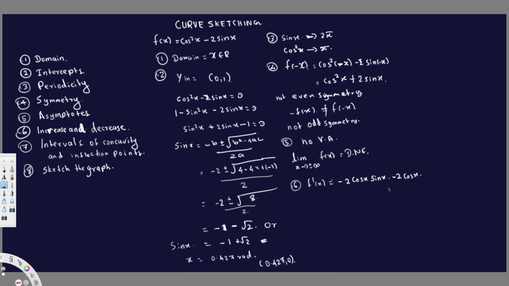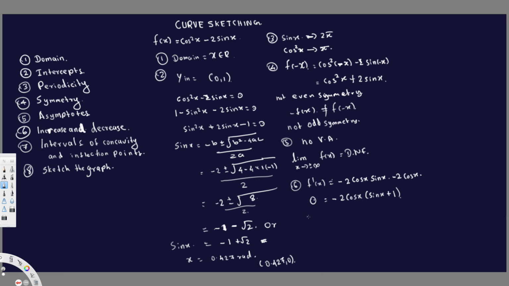So in this case, our purpose is to find the critical values. Then only we can check the increase and decrease. To find the critical values, I have to set this one equal to 0. Also we can factor this one. To factor this one I can take the minus 2 cos x common. So if I take minus 2 cos x common, I will end up with sin x plus 1, and that is equal to 0.